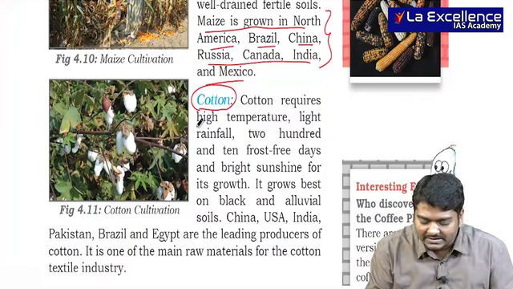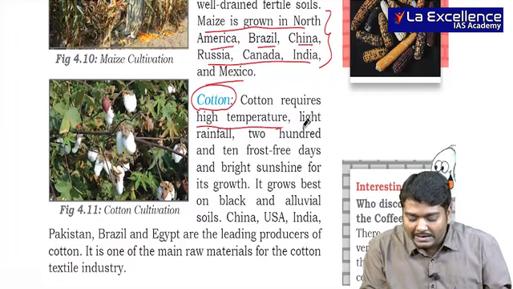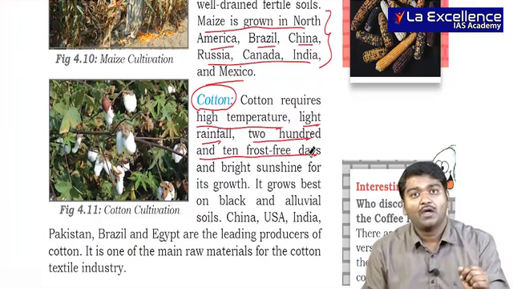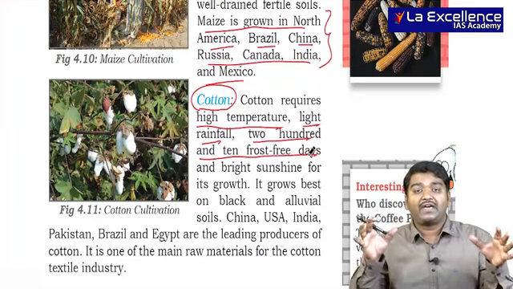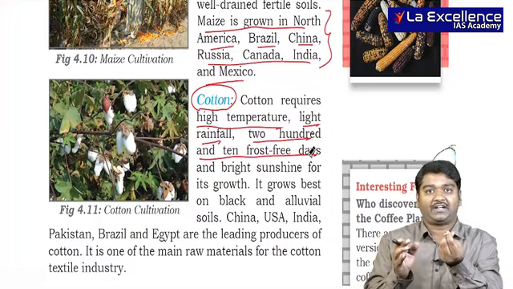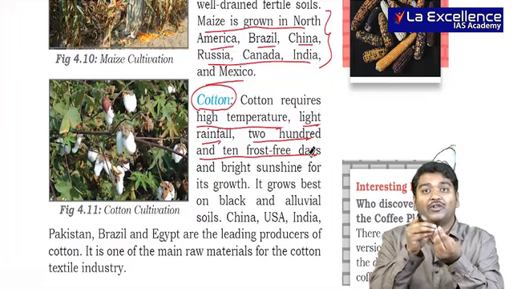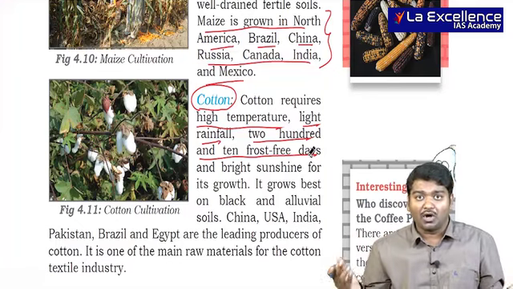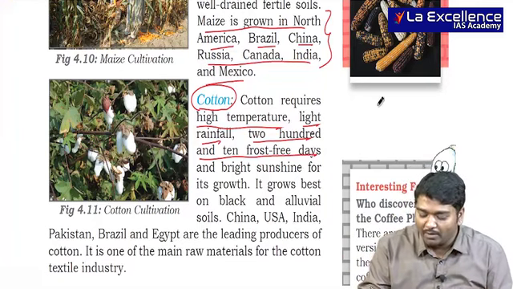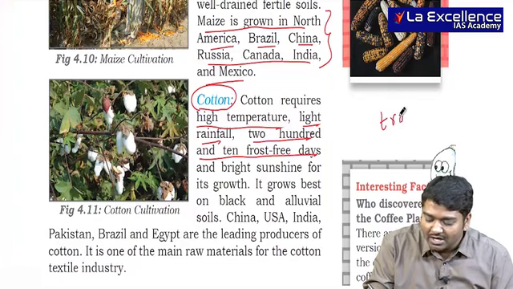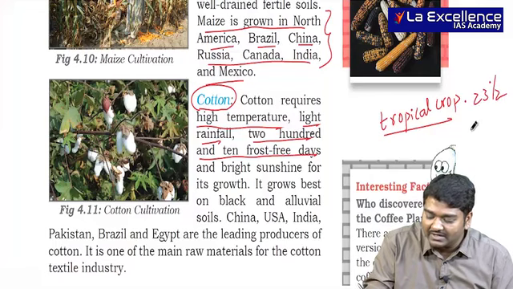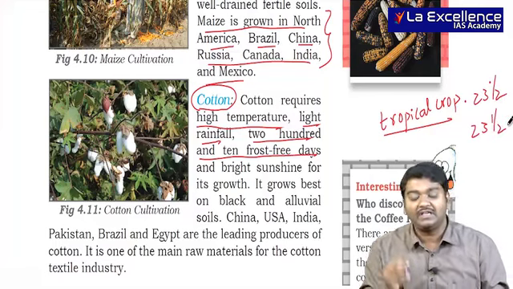So cotton requires high temperature, light rainfall and 210 frost-free days. That is, moisture content should not be there in the atmosphere wherever cotton is growing, because the cotton becomes wet and the fiber in the cotton will not be proper for clothes and all. So if you need to have best quality cotton, the first important thing is it needs high temperature. So can I say it is a tropical crop? That is, it will be present between 23.5 degree north to 23.5 degree south.